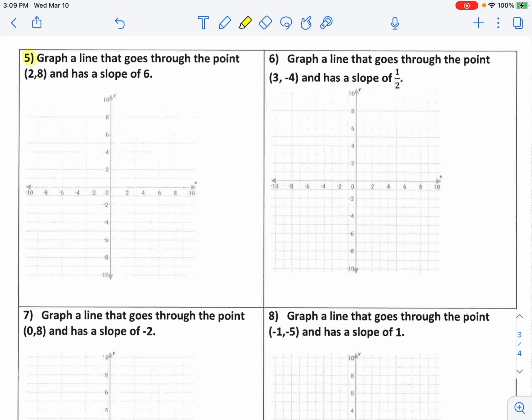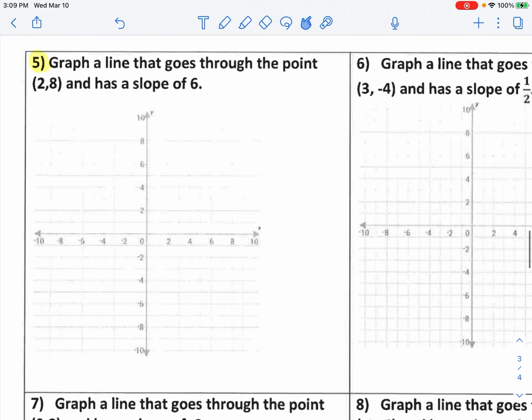We're doing the odds together, so we'll go to number 5. Graph a line that goes to the point 2, 8 and has a slope of 6. So 2 on your x, 8 on your y. So your first point is going to start here. And a slope of 6. 6 over 1, so that means up 6 and right 1. Now, notice that if I try to go up 6, 1, 2, 3, 4, 5, 6, that's going to be way off the graph.